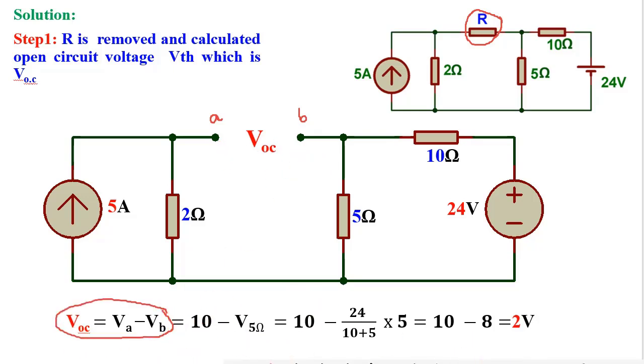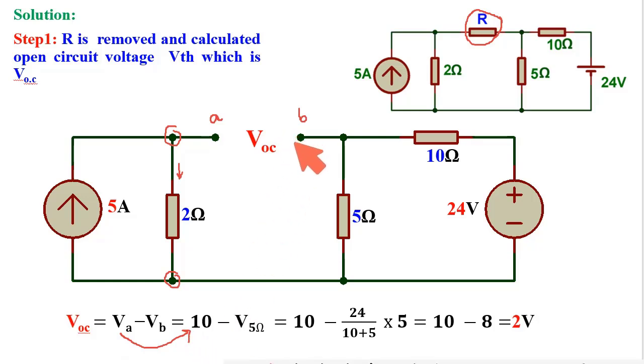Now what is VA? VA is the potential at this point with respect to this point. That is the current flowing through this 2 ohm resistance multiplied by this 2 ohm. What is the current flowing through this 2 ohm resistance? This is 5 ampere. So 5 multiplied by 2, that is 10 volt, is the value of VA. So say VA is 10 volt.